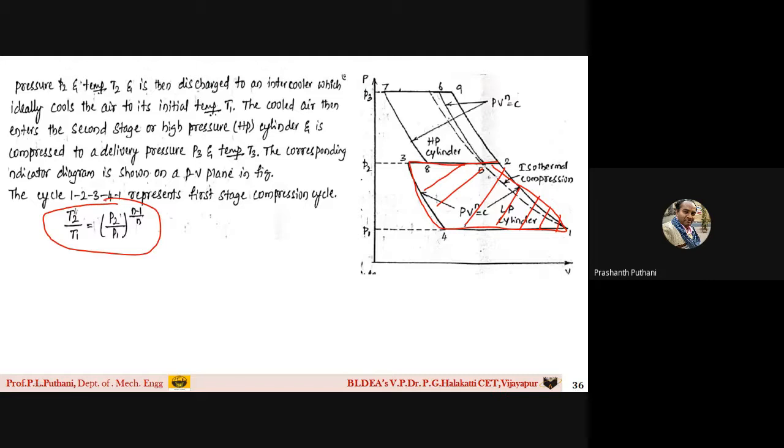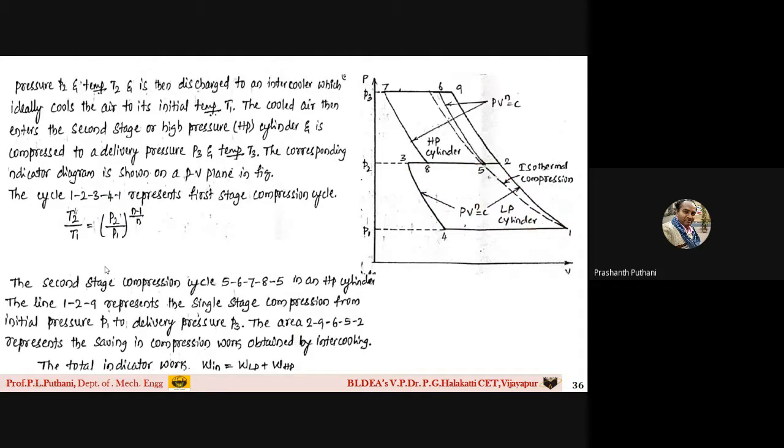This is compression carried out in a single stage, that is for the first stage. Then after this, for the second stage, when I begin the compression process, we are providing the intercooler. So for the second stage, the compression is in this particular chart. Please observe here, this one, 5, 6, 7, 8. This is for the second stage, or what we call the high pressure cylinder.